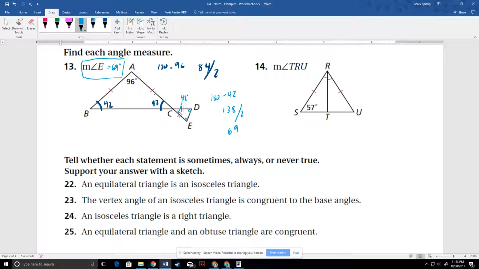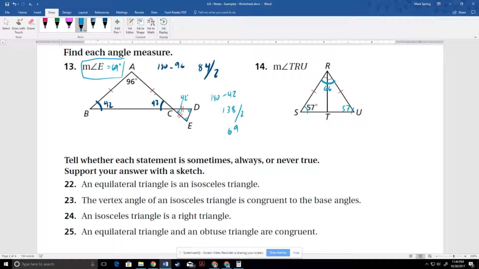So again, start with what you know, walk to what you're missing. Same kind of thing here. We're looking at this big triangle SRU. So we know this is 57 as well, because these are opposite. These are the base angles of this whole triangle. And then we said this is 57, this is 57, that's 114. So 180 minus 114 would be 66, right? So this whole angle up here is 66.